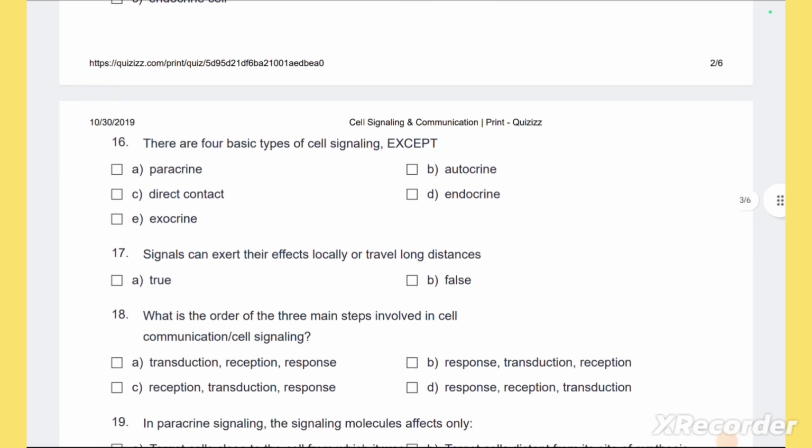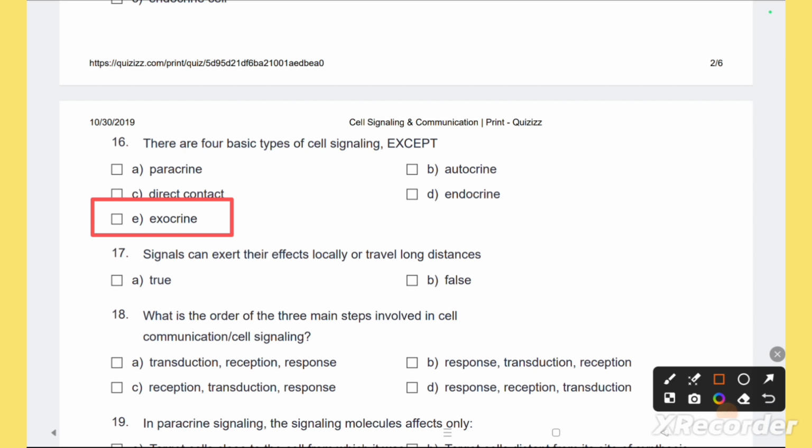Yes. Question number 16. There are four basic types of cell signaling except option A, paracrine, option B, autocrine, option C, direct contact, or option D, endocrine. Option fifth is also given, exocrine. So guys, we know that paracrine signaling is there, autocrine signaling is there, direct contact signaling is there. Direct contact means juxtacrine signaling, and endocrine signaling is there. But we know that exocrine glands are there, but exocrine signaling is not there.